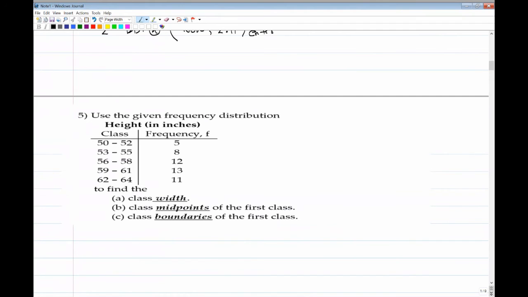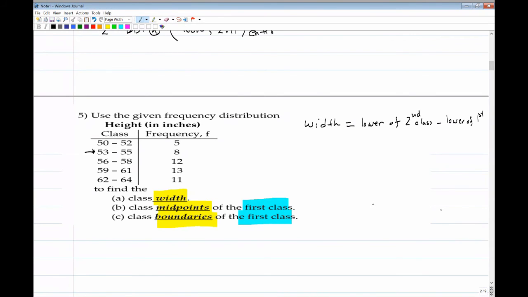Now, in number 5, again, let's look at the problem. It says class width, class midpoint, and class boundary. So let's define them on the side, and look and see which class they're talking about. It's very important because it could be the second, third, or fourth class. First, let's define the width. The width is usually given to us as the lower of the second class minus the lower of the first class. You could also do upper, but it depends.